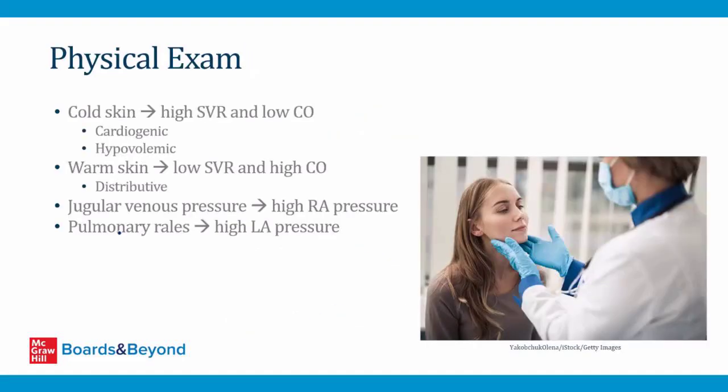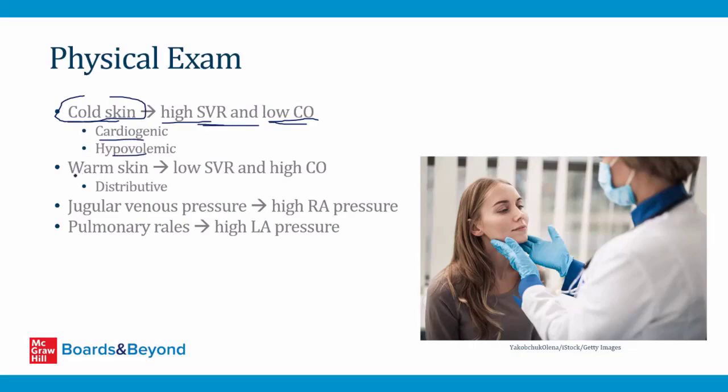The physical exam can give you some clues to the type of shock the patient has and their hemodynamics. And this is especially important, critically important for board questions, because they will describe these findings and want you to understand what they mean in terms of the hemodynamics of shock. So first of all, cold skin is a sign of very high SVR and low cardiac output. When the SVR gets very high, there's less delivery of blood to the skin, so that can make it cold. And then if the cardiac output is also low, then you're definitely going to get cold skin. So you can see cold skin in cardiogenic shock and hypovolemic shock for these reasons here.